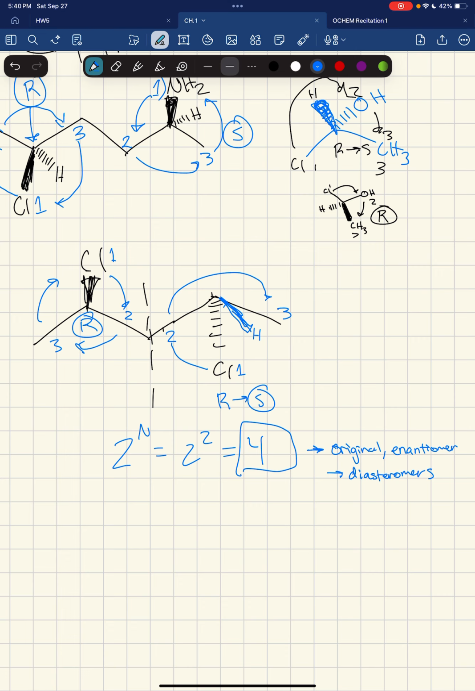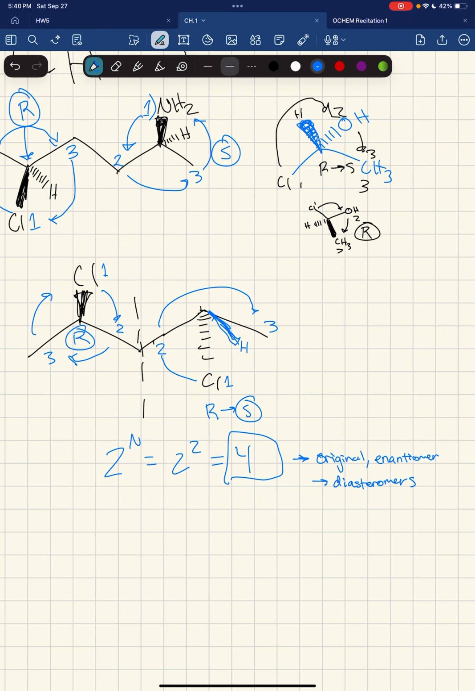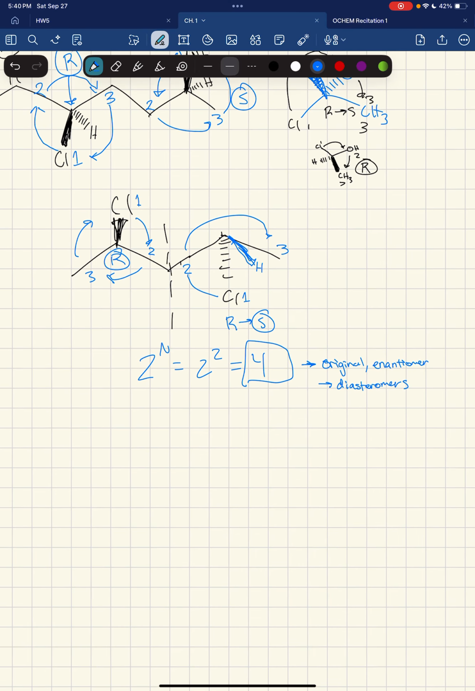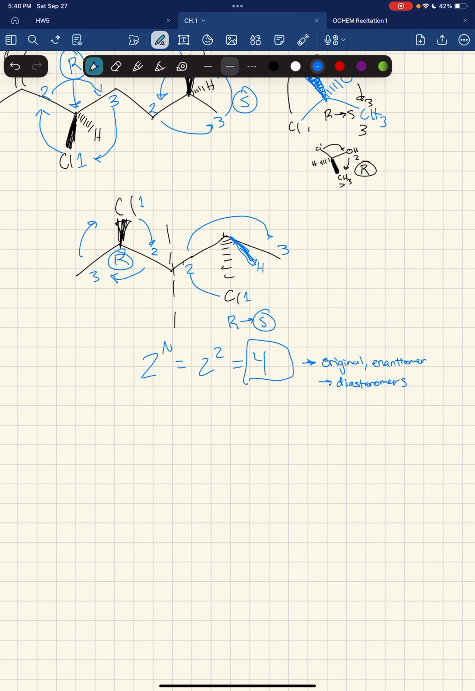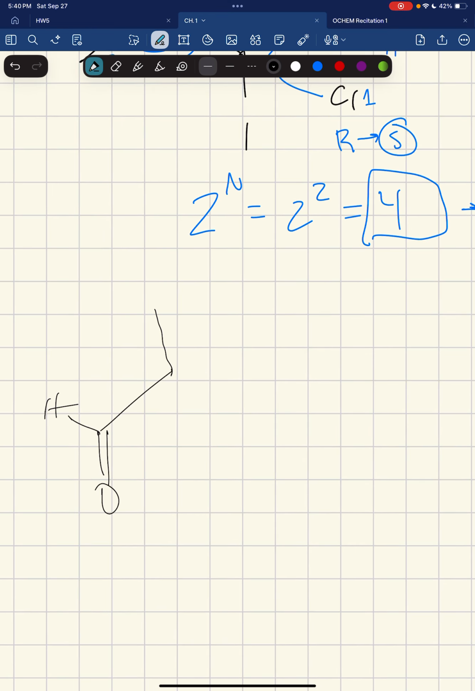All right, now talking about enantiomers and diastereomers. The enantiomer, we're just going to take that same molecule. Actually, different because that's a meso compound. So this is a new molecule. We're going to talk about what an enantiomer is and what a diastereomer is.